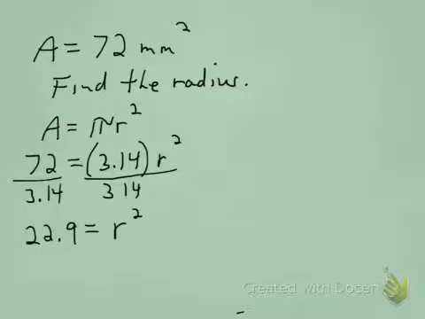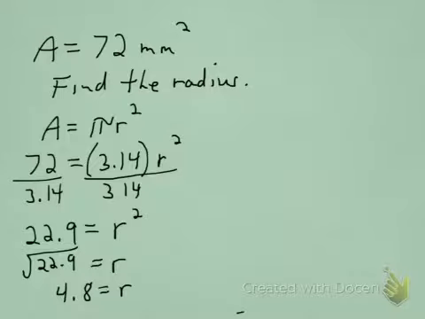Okay, I don't want r squared, I want just r for the radius. So how do we get just r? This is like when you did Pythagorean theorem and you were left with a squared equals or b squared equals. How did you get just a or just b? You took the square root of it. So r would be the square root of 22.9, which rounded would be around 4.8.